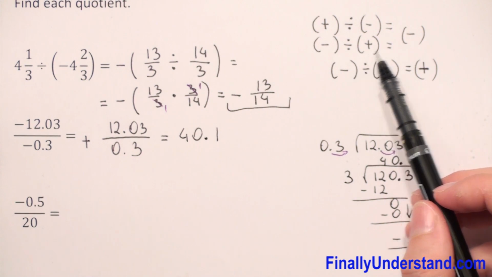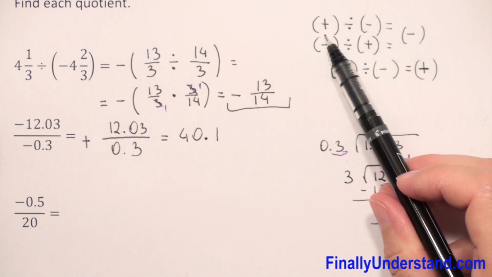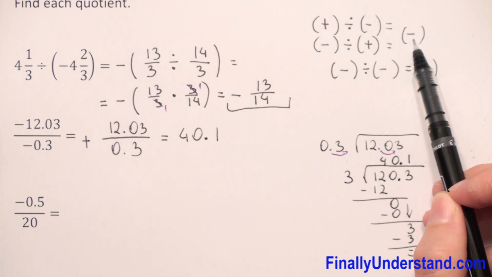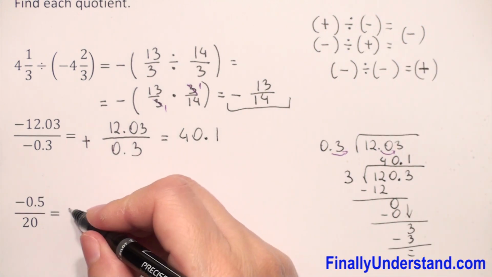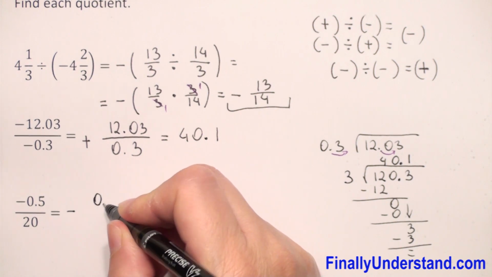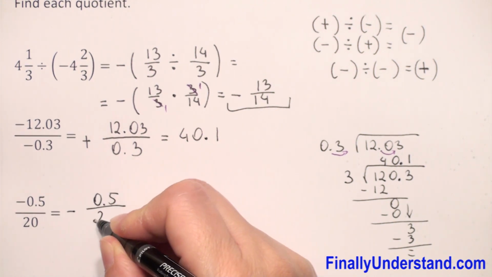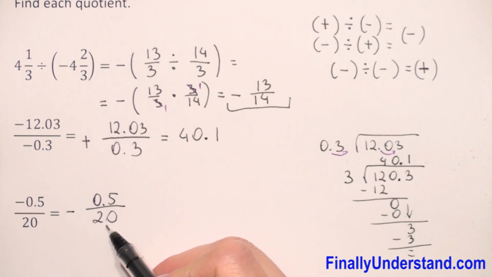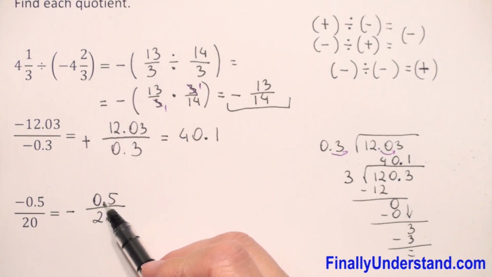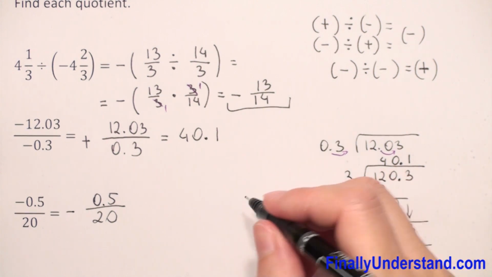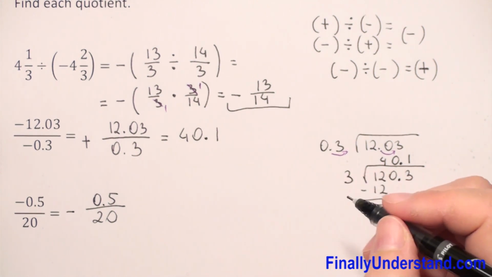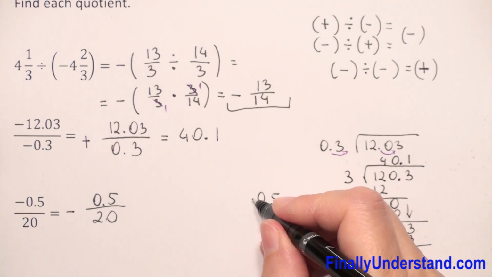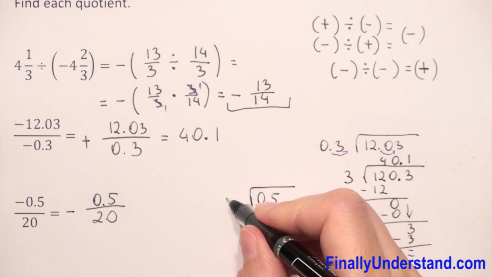Negative divided by positive. Answer is the same like positive divided by negative. The same like for multiplication. The answer is negative. So we copy negative sign and we have 0.5 divided by 20. We have decimal number and whole number, so we can change decimal number to fraction, or we can do long division. So we have 0.5 divided by 20.